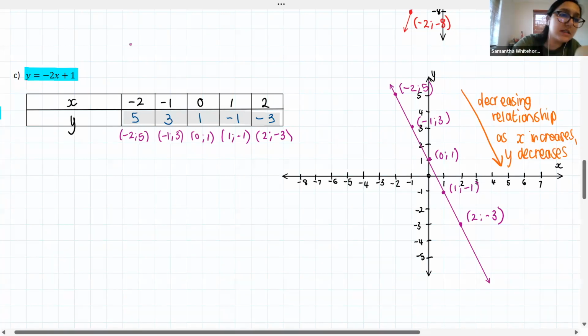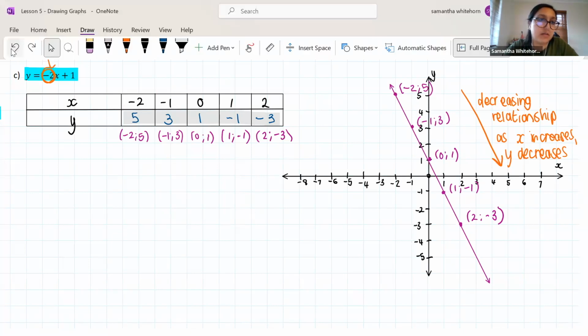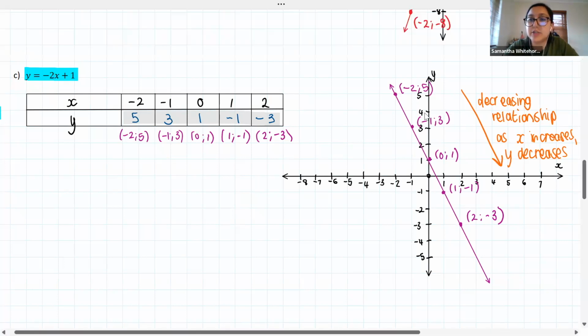We can also tell it's decreasing because remember what we had here was a -2. That -2 tells me that we are going down. We have that decreasing relationship. And we spoke about that when we did number patterns, so that should be fairly familiar. But we've got a decreasing relationship here because my line is going down from left to right.